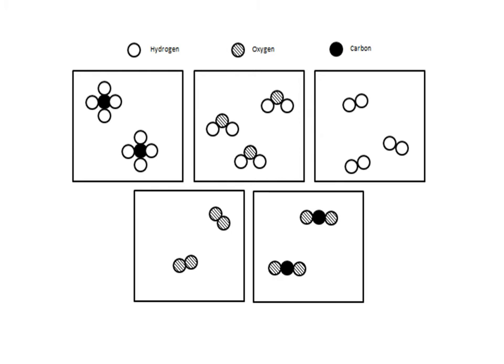So this is just another way of representing molecules. We've got a little key there. We're told that every circle which is just unshaded represents a hydrogen. Every circle that's got that sort of cross-hatching is oxygen, and every circle that is solid black is carbon.